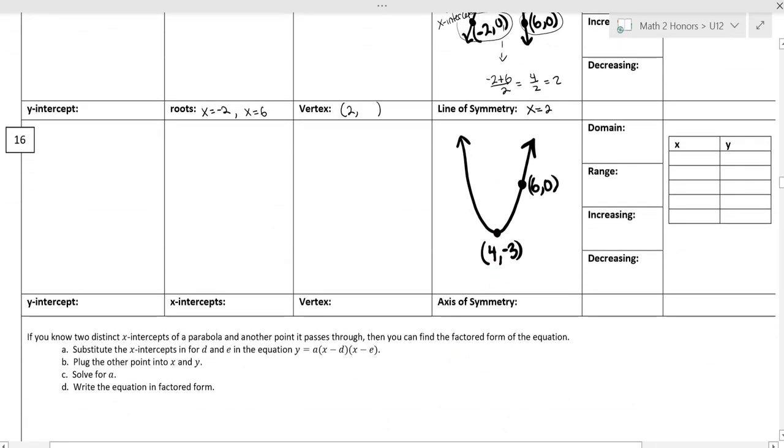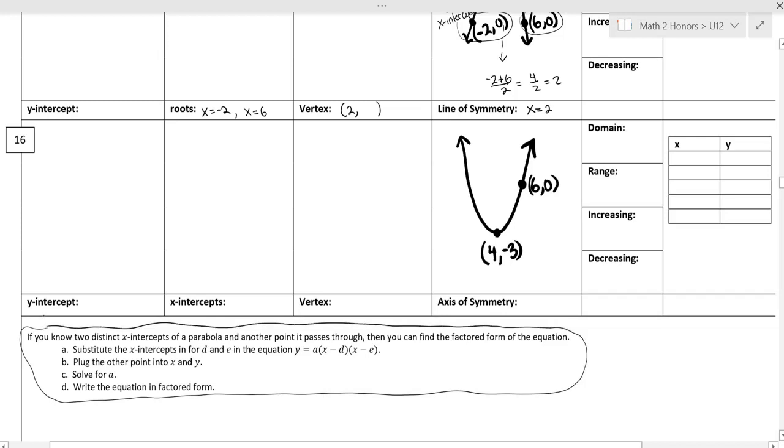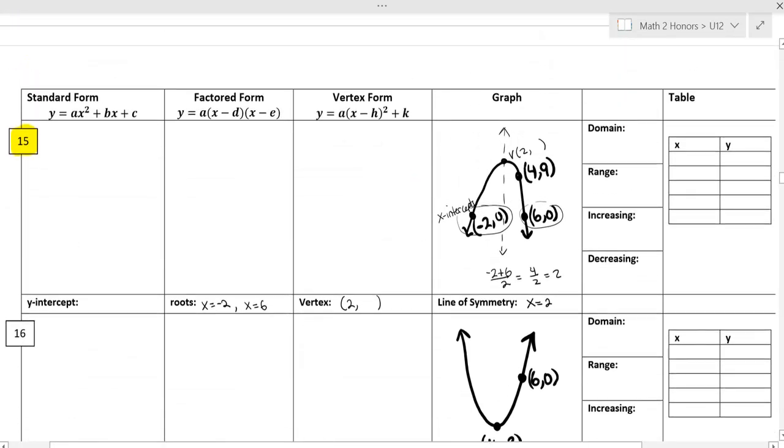There's some notes down here that I want to point your attention to. So if you know 2 distinct x-intercepts, which we do, distinct means different, and another point it passes through, which we have, then you can find the factored form of the equation. Substitute the x-intercepts in for D and E in this equation. So here we have our 2 roots, x equals -2, x equals 6, so y equals, not sure what A is, but x plus 2, it's the opposite of what my x value is. I have a -2 here, I put a +2 there, and x minus 6, because my root is an x plus 6.